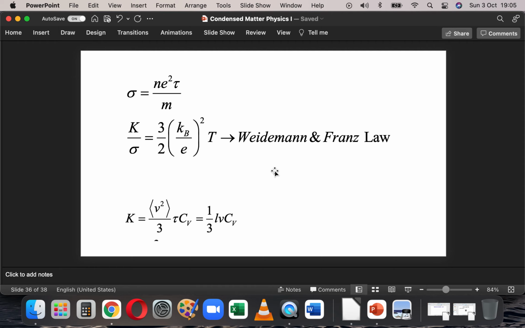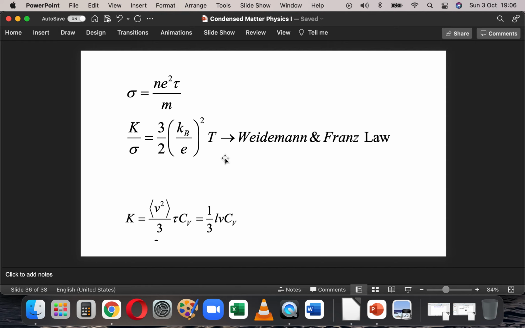Now we have the expression for conductivity, which we derived in the previous videos. So if I divide the thermal conductivity by the electrical conductivity, I will be able to get this expression. Please show that's what you get. You have K here and you have sigma here, and you take the ratio, you will get this. And this is basically a constant times the temperature. So K by sigma is directly proportional to temperature, and there's a proportionality constant, and this is called the Wiedemann-Franz law.